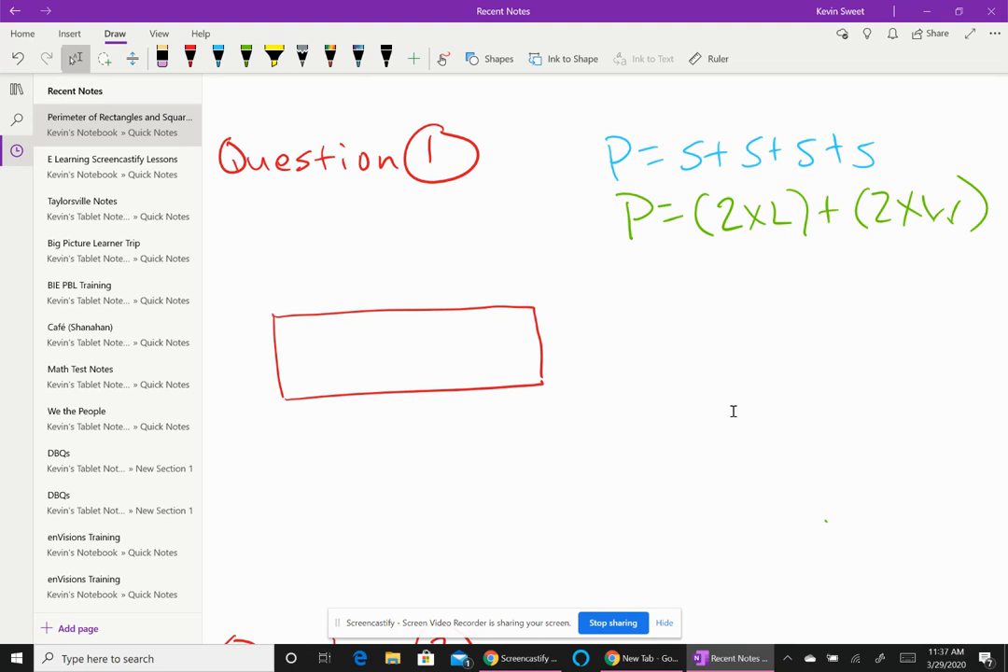Okay, so let's look at our first rectangle. Let's go ahead and give this rectangle some distance or some measurements. So I'm going to go ahead and give the length of this rectangle 110 meters. And let's give the width 42 meters. So your question is, what is the perimeter of this rectangle? So go ahead and answer your question below.